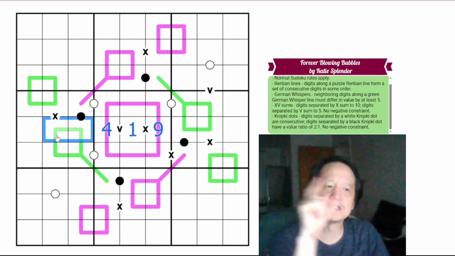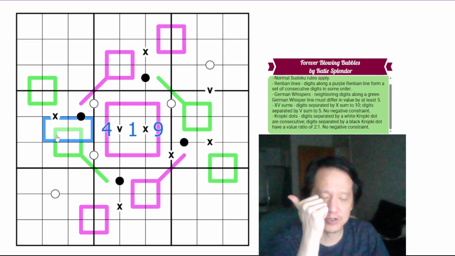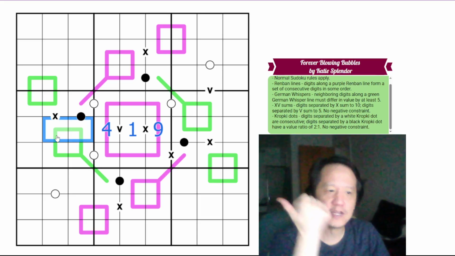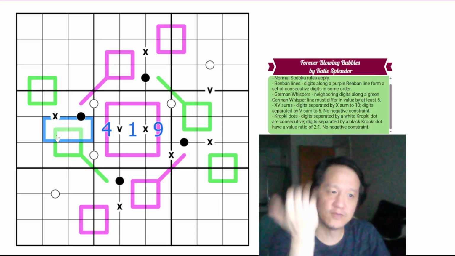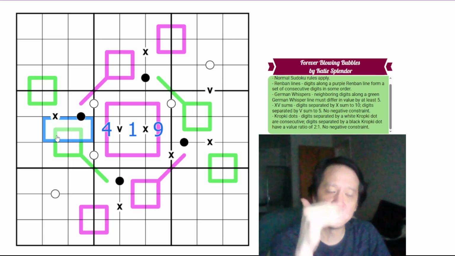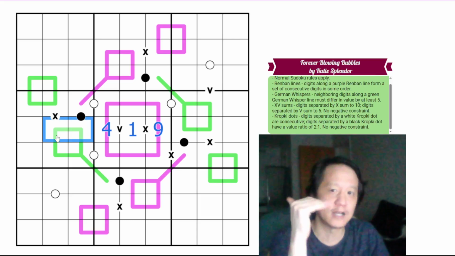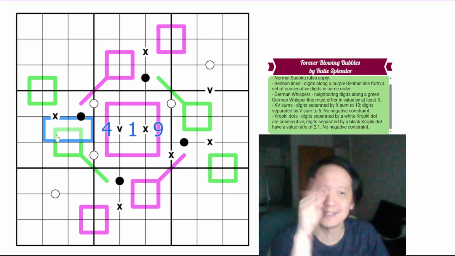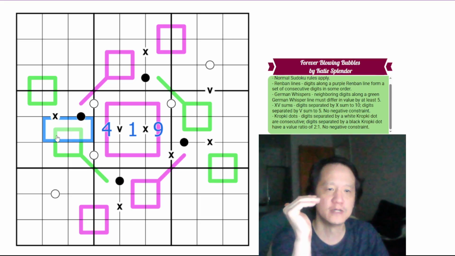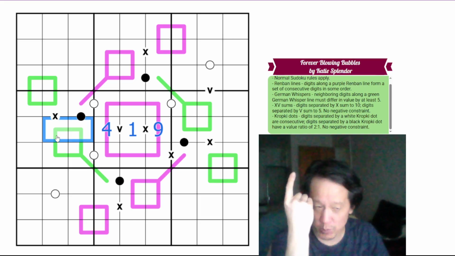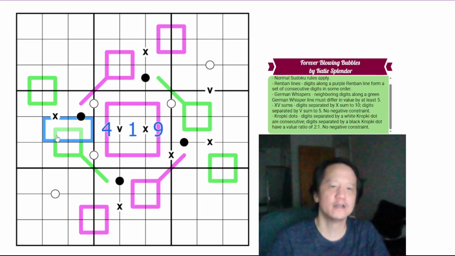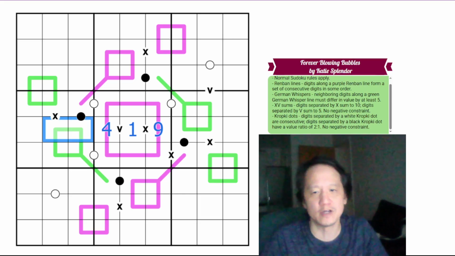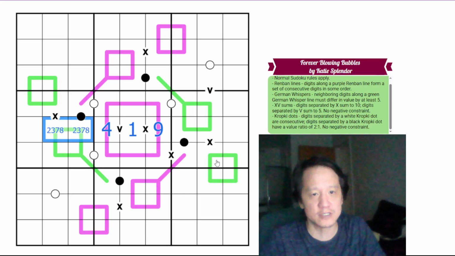What are the digits that are not on the Renban? Or sorry, not Renban, the German whisper line. 5 can never be on a German whisper line because if you subtract 5 or more from 5, you get 0 or less, which is not a normal Sudoku digit. If you add 5 or more to 5, you get 10 or more, which is not a digit. And 6 can only be next to 1 on a German whisper line, so these can never be 5 or 6 on this German whisper line. Therefore, it must be 2, 3, 7, and 8.